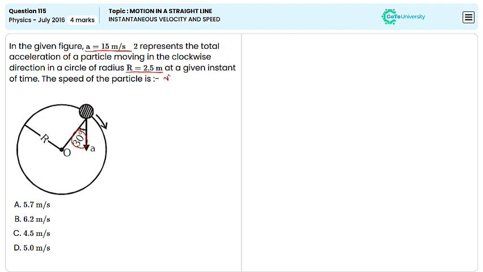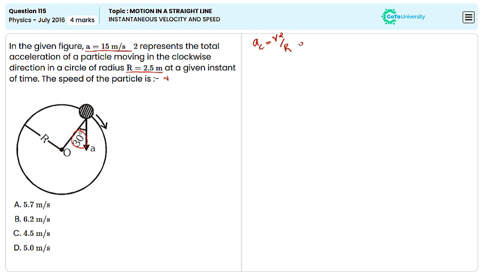The total acceleration of the particle in circular motion has two components, that is centripetal acceleration and tangential acceleration. Centripetal acceleration is directed towards the center and responsible for circular motion, and it can be given as AC equals v square by r. And the tangential acceleration is responsible for the change in speed along the tangential direction.